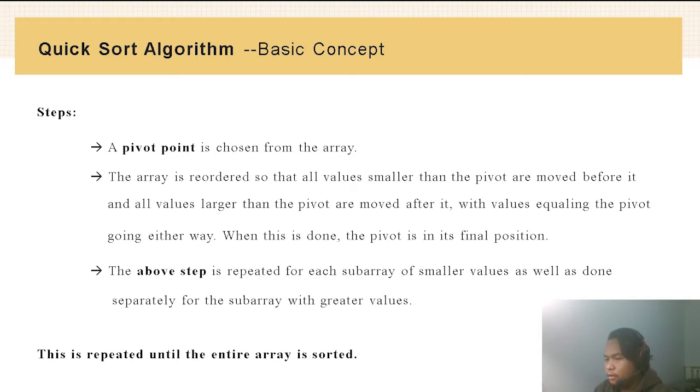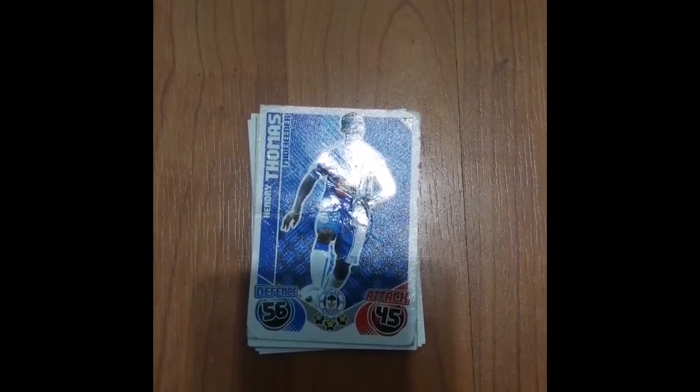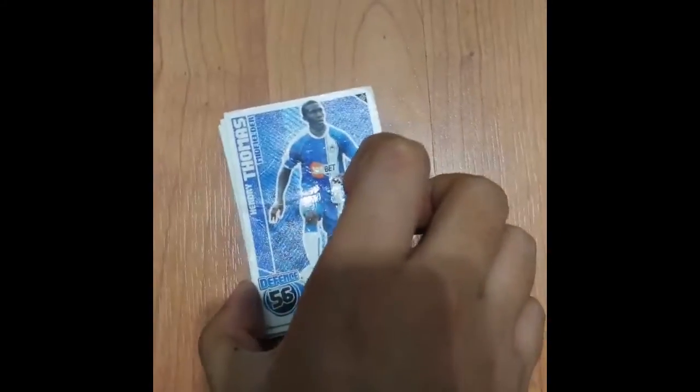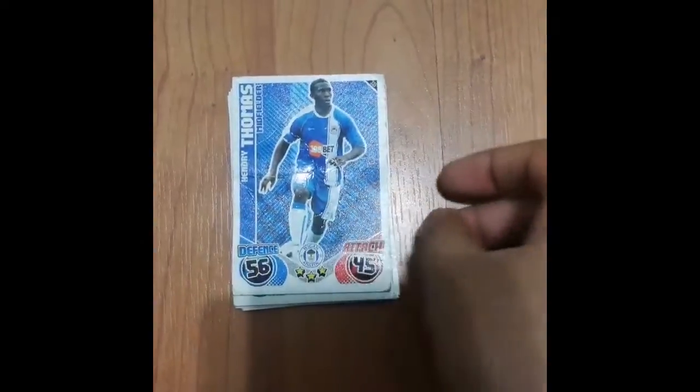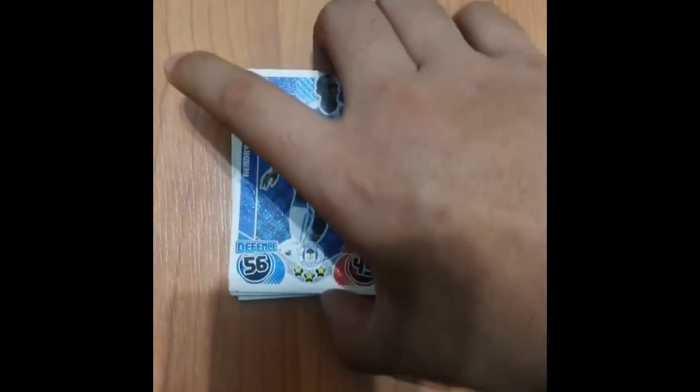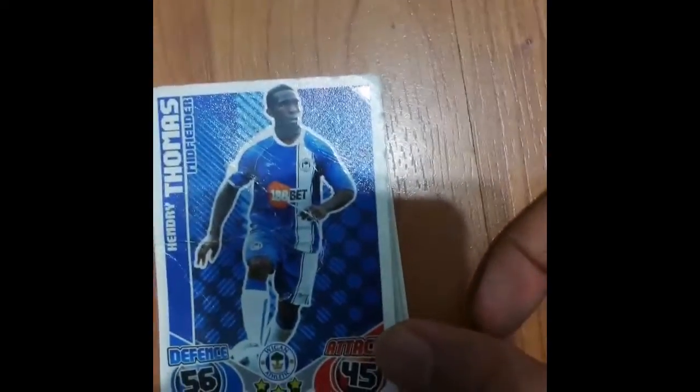Then the above step is repeated for each subarray of smaller values, as well as done separately for the subarray with greater values. This is repeated until the entire array is sorted. Now I want to show how to sort the cards using quicksort based on the attack stats.